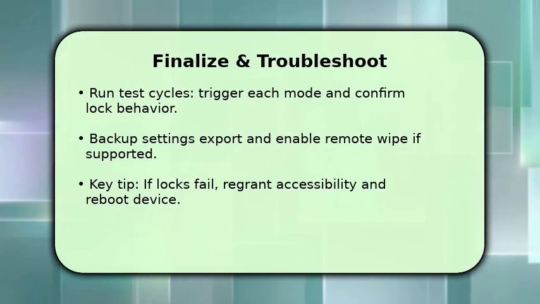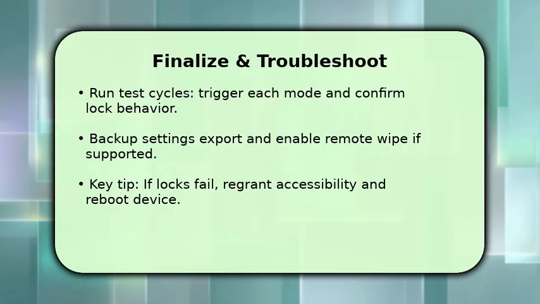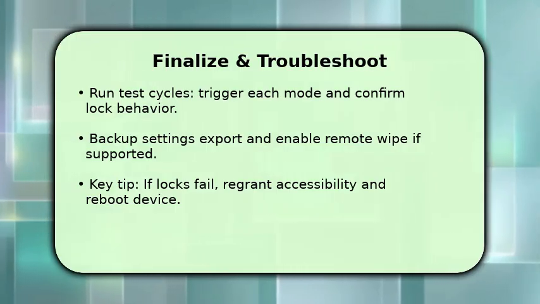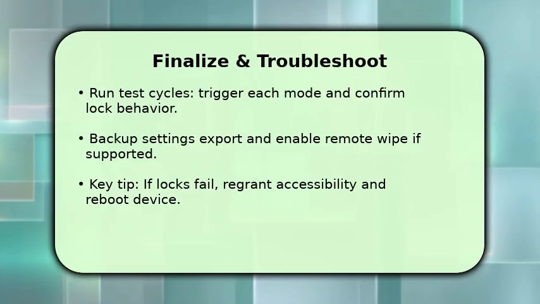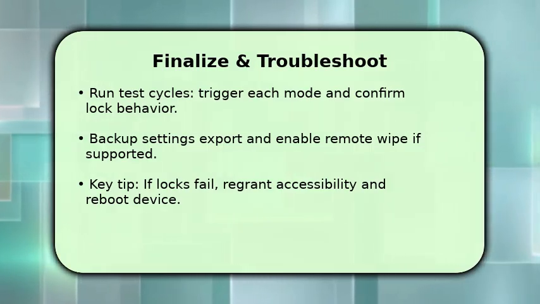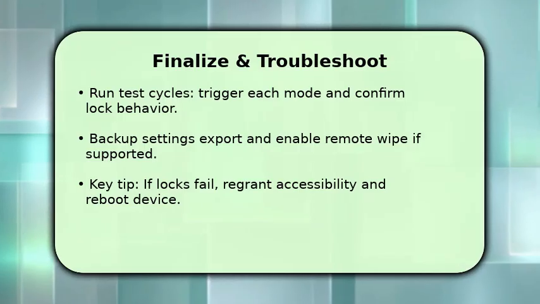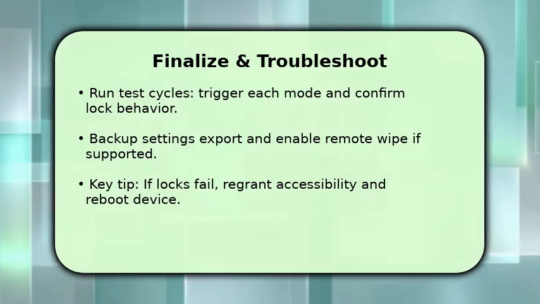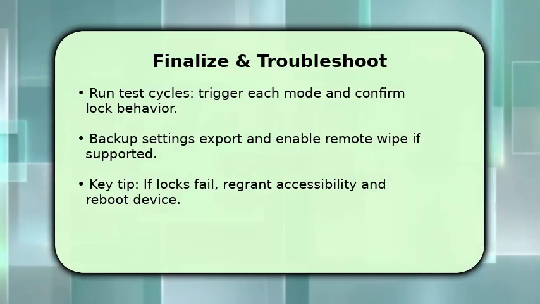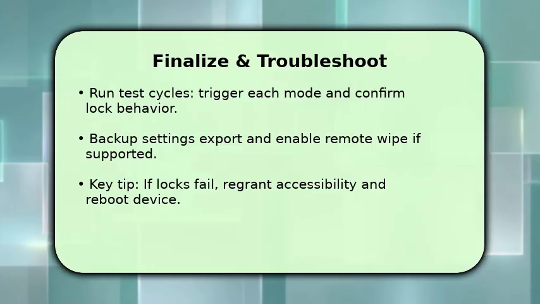You're at the finish line. Run test cycles for every mode to confirm that HyperLock locks and unlocks as expected. Export your settings for backup and enable remote wipe or recovery options if the app supports them, so you don't lose access. Make sure battery optimization exemptions are set for HyperLock to prevent forced sleep.